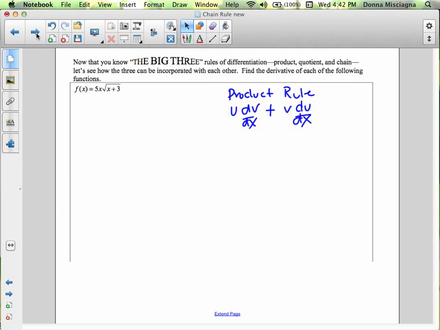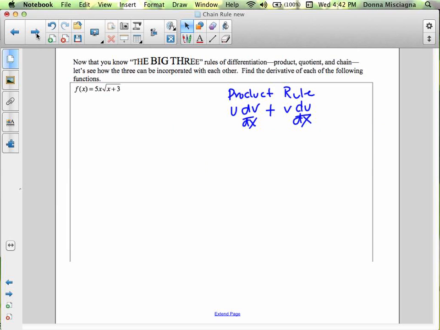The 3 big rules of differentiation: the product, the quotient, and the chain rule. Those will get used the most, and they get used in conjunction with other rules as well. Let's see how the three can be incorporated with each other. Find the derivative of each of the following. And this is in your notes. Just look for the big three there.